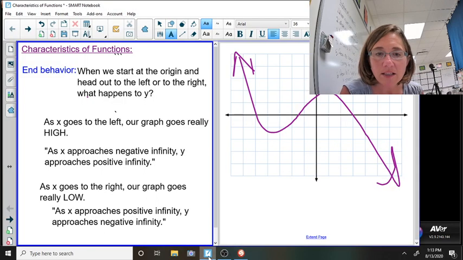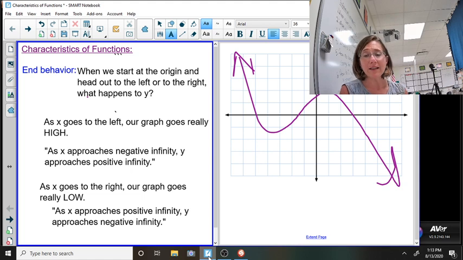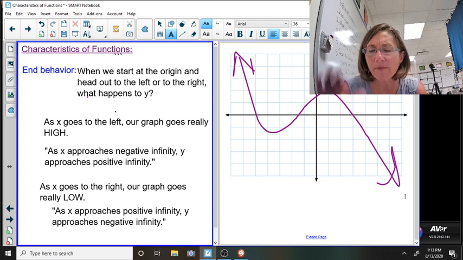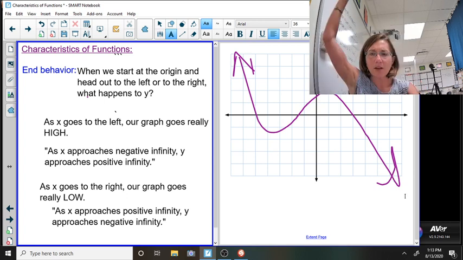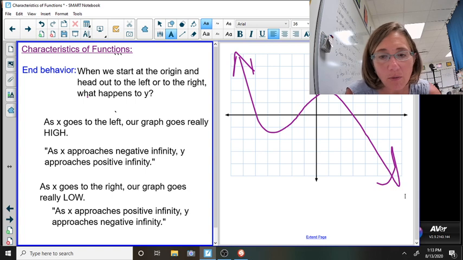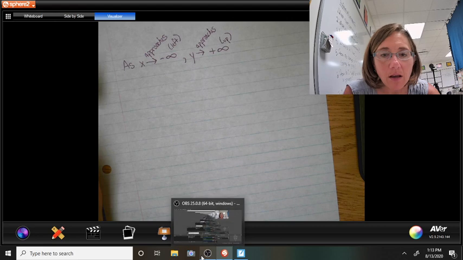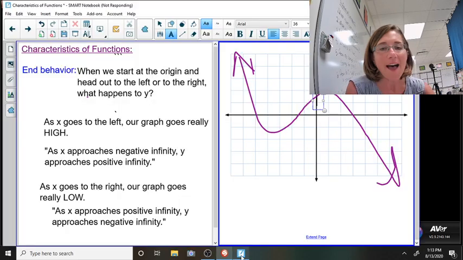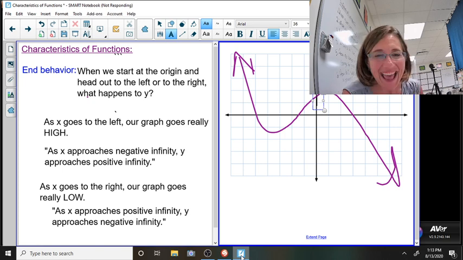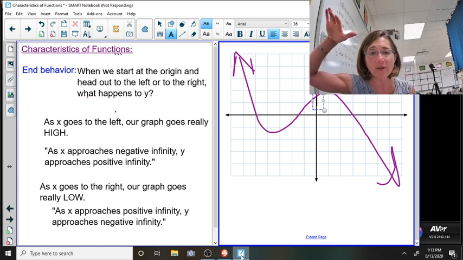Go back here to this screen so we can see what's happening on the right end of this. So if I'm looking at the right end, go back to where my y-axis is, and I'm going to head right. All I have is a cursor, so you'll just have to follow the cursor. It's heading to the right, and as I head to the right, what's happening to my graph? It's going down, really far down. The way we'll say it in words is as x goes to the right, our graph goes really low. That's English.